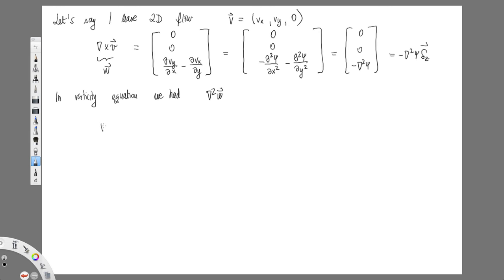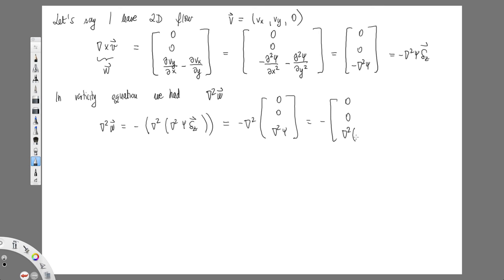Now, Laplacian of W is then negative Laplacian of c delta z. So that's Laplacian of 0, 0, Laplacian of c. And how did I say that I take Laplacian of a vector? Component by component, right? So first two will be zero.